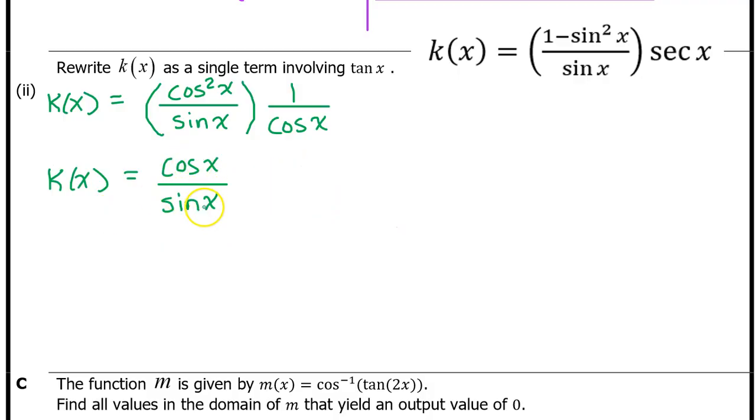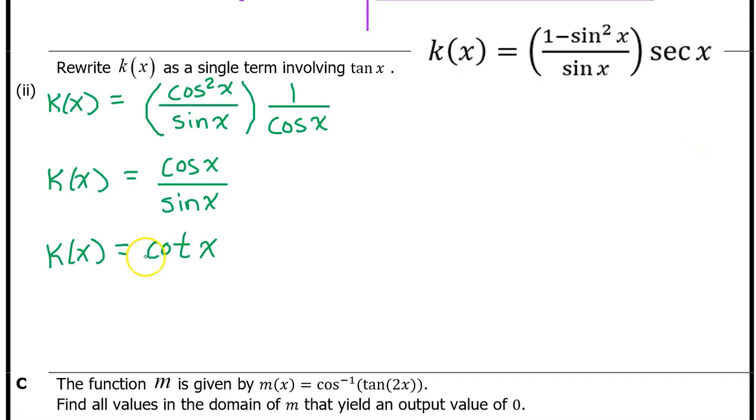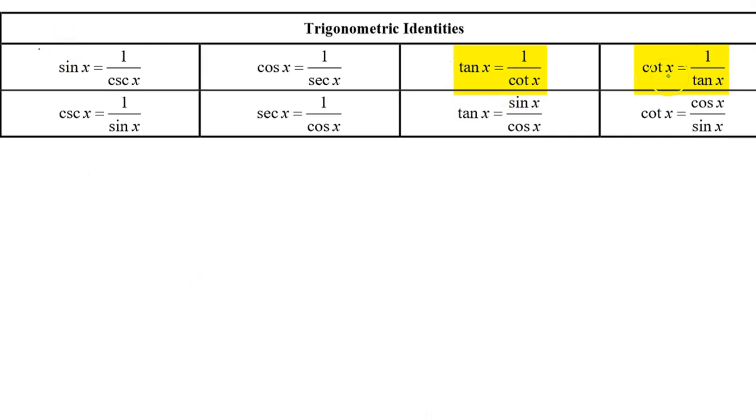Cosine x over sine x. That sounds familiar. That's another one of our basic identities. Cosine x over sine x is equal to cotangent x. Except, we are supposed to write k of x as a single term involving tangent x, not cotangent. So what is the relationship between tangent x and cotangent x? Tangent x and cotangent x are reciprocals of each other. So tangent x is equal to 1 over cotangent x, or cotangent x is equal to 1 over tangent x.